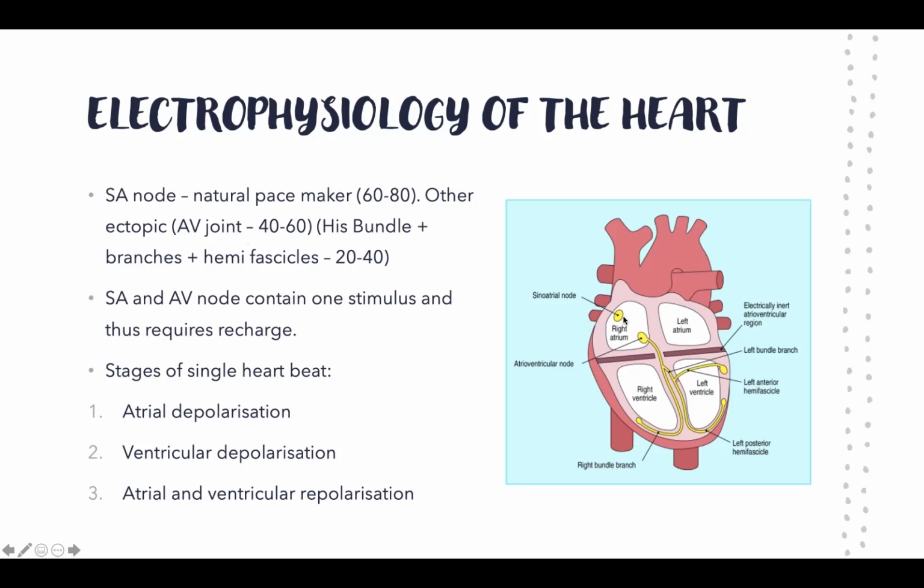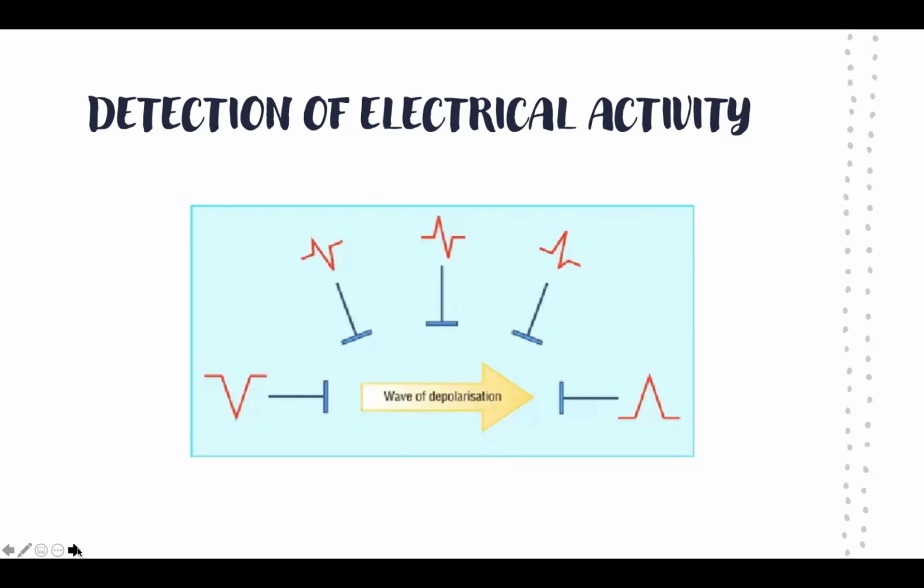The SA node and the AV node only have one stimulus, so it requires recharging. We've talked about the different stages of a single heartbeat: the atria depolarizing, then it travels down and leads to ventricular depolarizing. Then we also need repolarizing. Once it depolarizes, it needs to recharge and it becomes repolarized. All right, let's move on to the next slide.